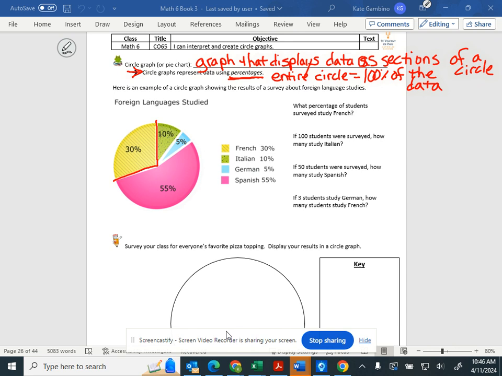Italian is only 10%, German is 5%, and Spanish is that huge chunk of 55%. 55% is over half of 100%. So in our circle, it's going to look like over half. We can see that is the biggest section. We know Spanish is the big section because it is that pinky color. So you can use that key to help you know which language is in which section.